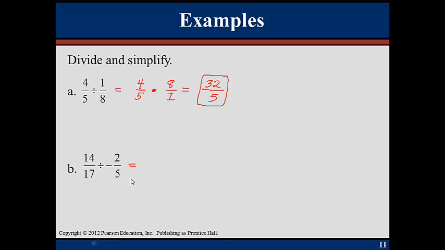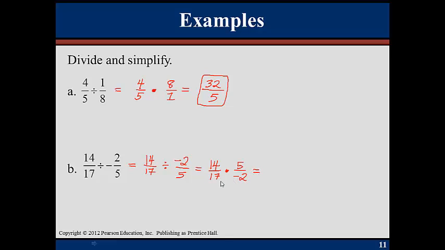Here's another example. It says 14 over 17 divided by negative 2 over 5. Well, first of all, let's talk about this negative sign. Since the negative's out front, you can leave it out front, or you can put it with the top number. So you can write it as negative 2 over 5. Now, we do not divide fractions, so keep the first fraction, and then times by the flip of the second. And that's going to be 5 over negative 2. Notice that the negative stayed with the 2.